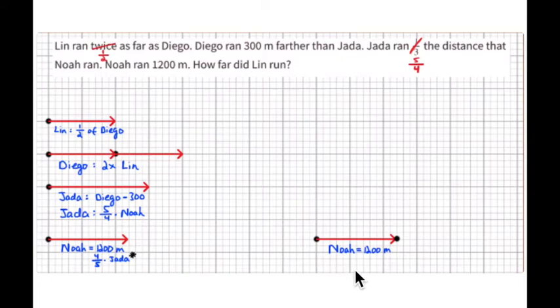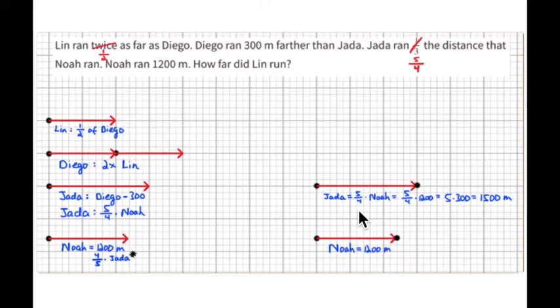All right, so working backwards. Noah ran 1,200 meters. So now I am using the units on the grid. Each unit is 100 meters. So this is 1,200 meters. Jada ran 5/4 the distance that Noah ran. So that's 5/4 of Noah's run. So 5/4 of Noah, divide Noah up into 4 equal parts. That's 300 meters per part. But Jada ran 5 of those parts. So 5 times 300 is 1,500 meters. So Jada's out to here now at 1,500 meters.